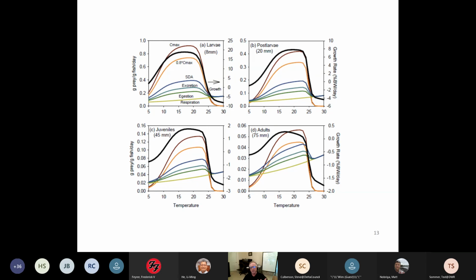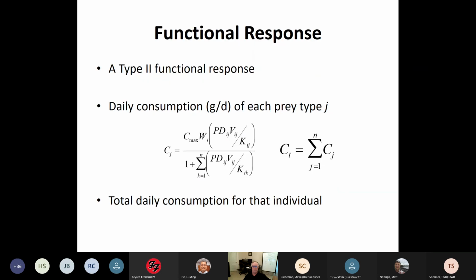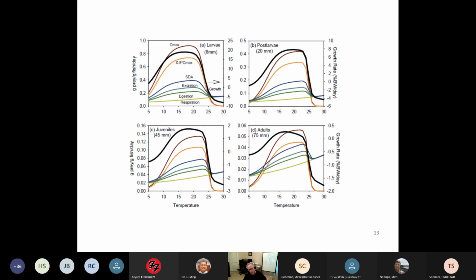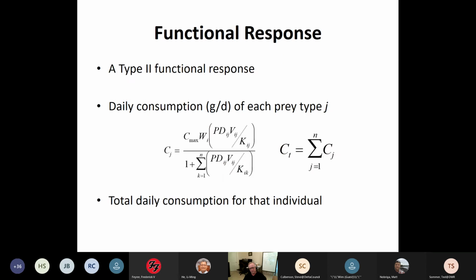But how do you know how much consumption you get? And now we do that every day, every individual in every channel. They look at the prey that they have. They look at the prey that they like. They look at how good a feeder they are, and you get consumption. So once you know consumption and you know temperature and size, you can figure out their growth rate.